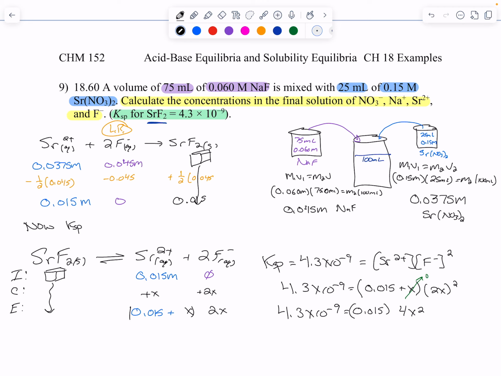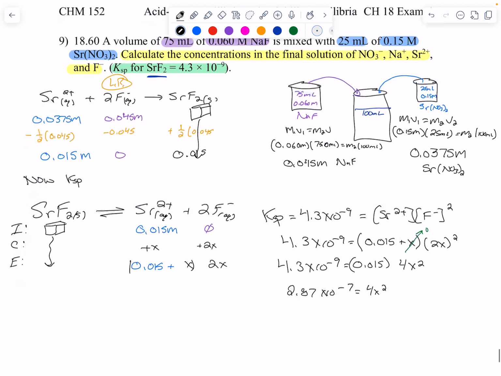All right, so how do we do this? 4.3 times 10 to the negative 9 divided by 0.015, I get 2.87 times 10 to the negative 7 equals 4x squared. Divide by 4, and then take the square root. I get 2.7 times 10 to the negative 4.